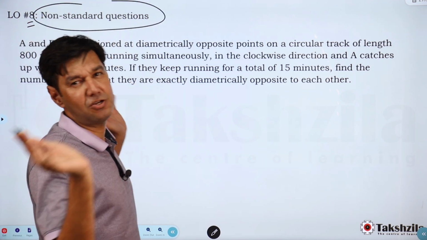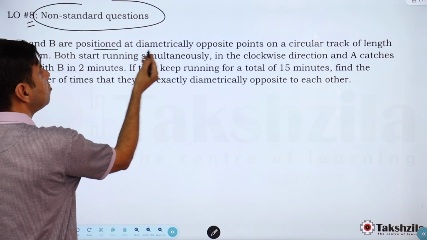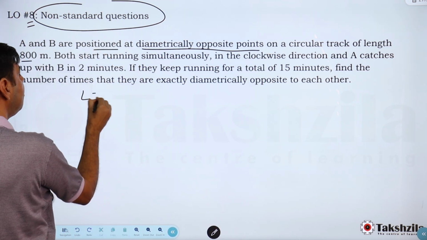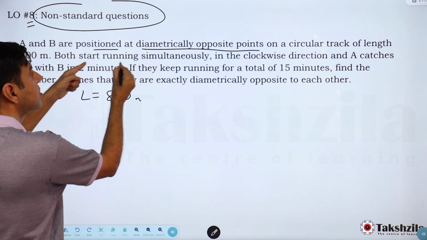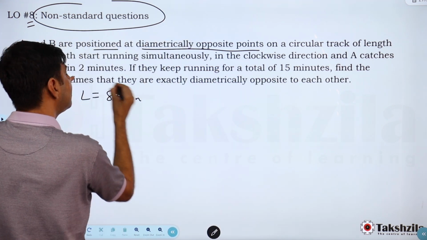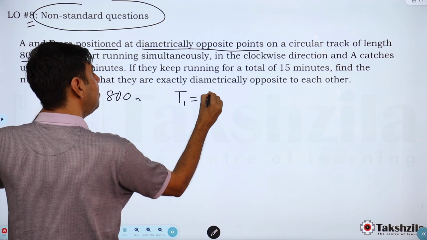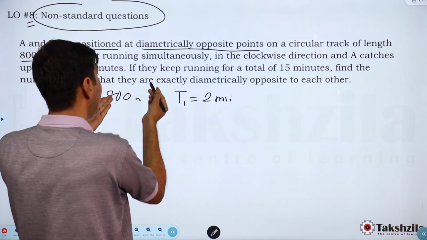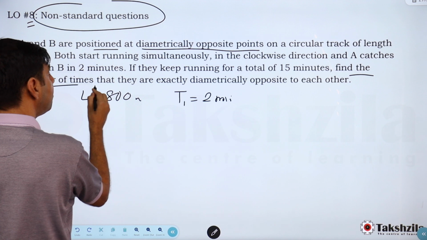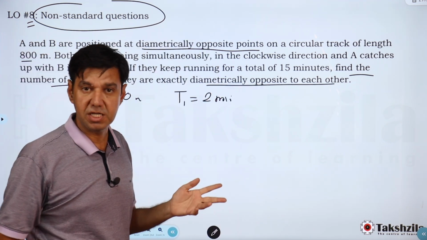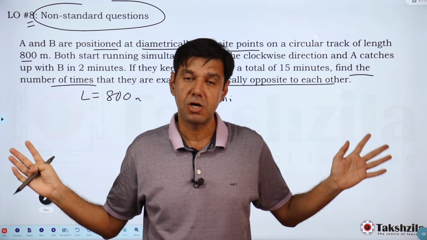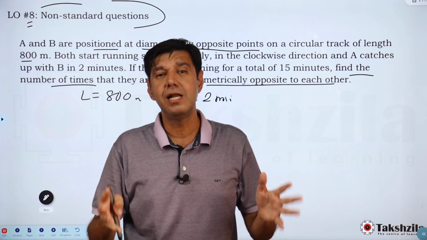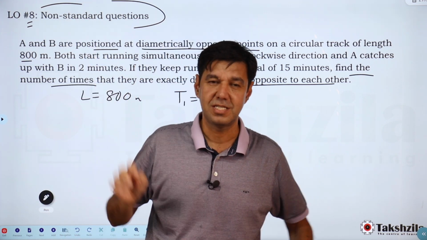But that doesn't finish it, student. There can be many non-standard questions, right? Like they are positioned diametrically opposite. Okay, track length is given 800 meter, but both start running in clockwise and A catches. Oh, the time taken for first meeting is given. We don't know the speeds or so on. So that could be something different. In fact, they're asking us to find the number of times they are diametrically opposite. There can be a huge number of questions of a different type, but that is something that, after you build a base, you try to handle. So this was just about the base.